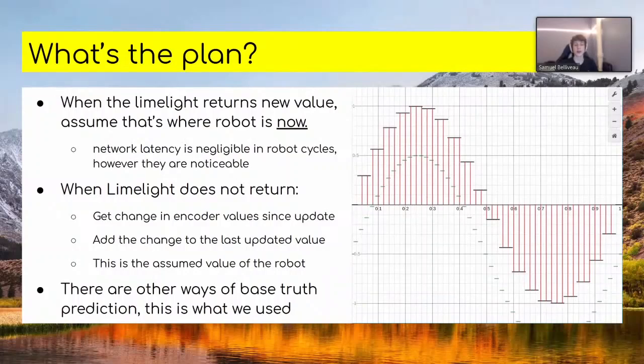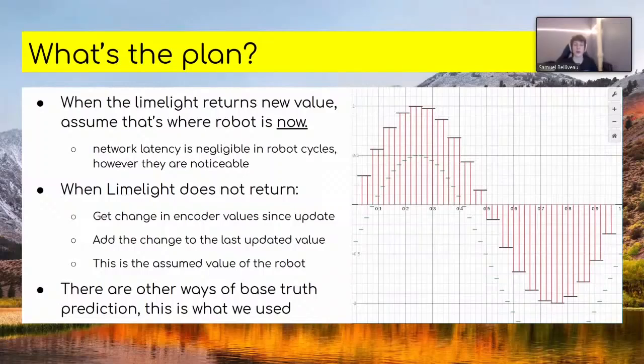When the Limelight returns a new value, assume that is where the robot is right now. The Limelight does have some latency, which is caused by the network latency and processing latency. But for the most part, that is kind of negligible, and the issue of repeated values is significantly more important. When the Limelight does not return a new value and returns the old value, get the change in the encoder value since the last Limelight update and add that to the base truth.